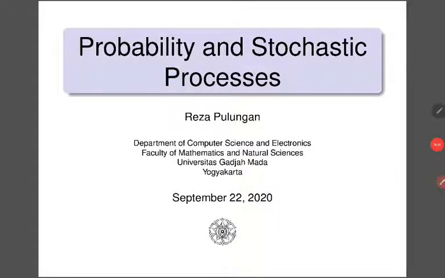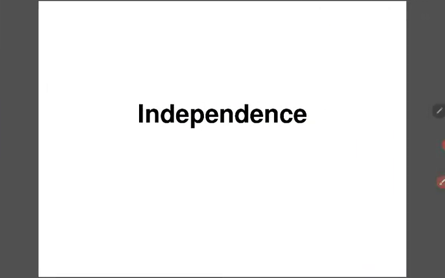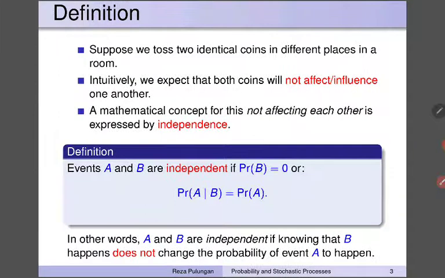This is the third topic of the course, Probability and Stochastic Processes, in which we are going to talk about independence. Suppose we toss two identical coins in different places in the room. Intuitively, because they are tossed in different places in the same room, we expect that both coins will not influence one another. Now, the mathematical concept for this not affecting each other is expressed by independence.